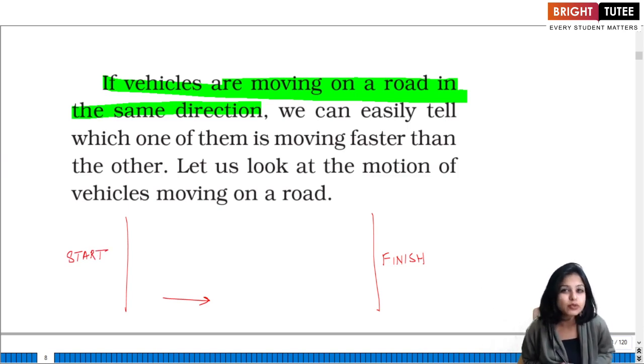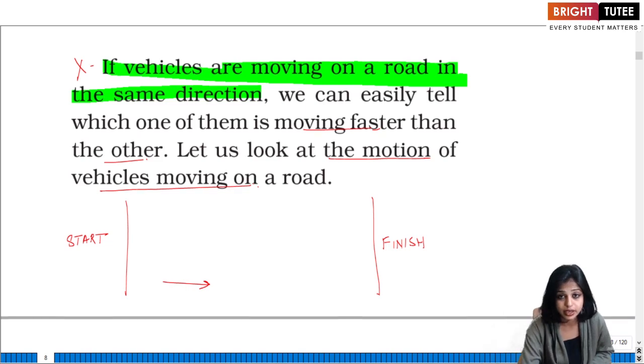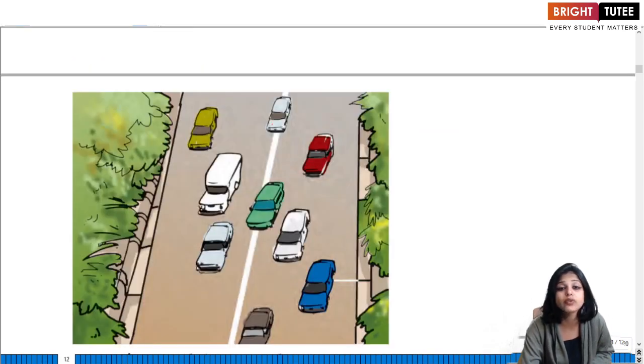But do vehicles move like this? Do they have a competition to see who's faster? It is not like that. So it is not easy to tell who's faster or not if the vehicles are not moving in a straight line, taking a race from the same point. Then what will we do? At this time, we will look at the motion of the vehicles moving on the road, and see how we can figure it out.